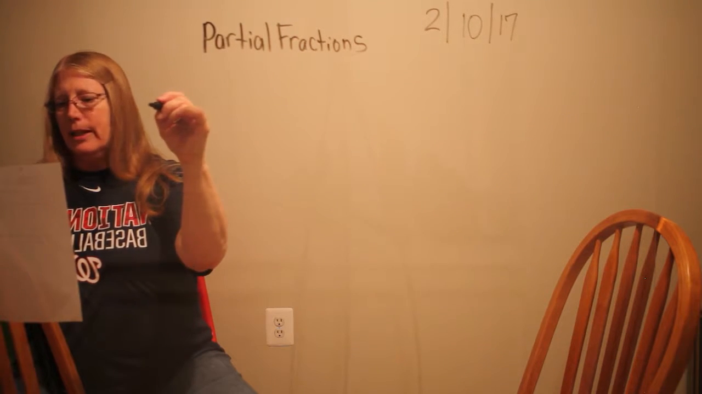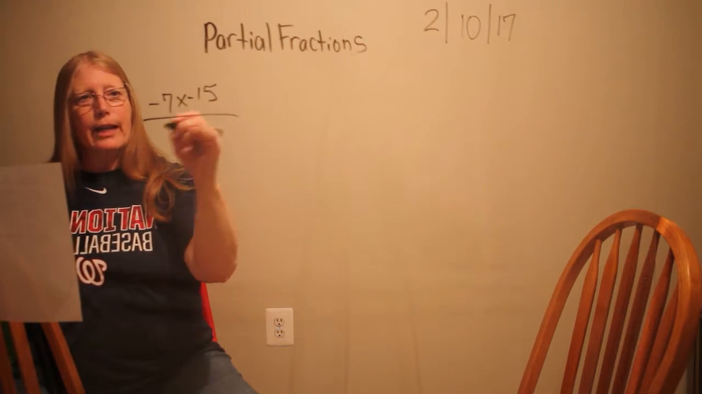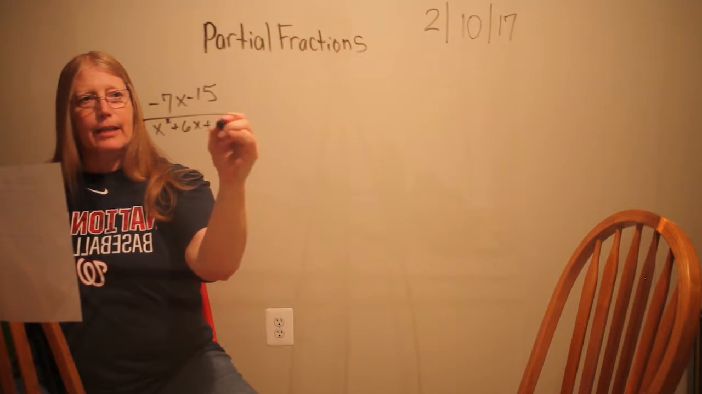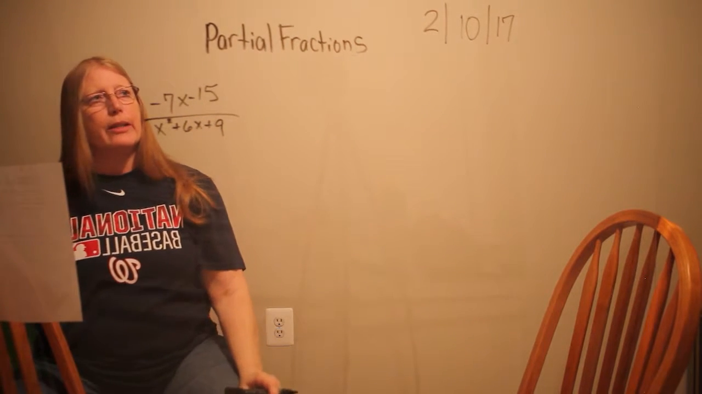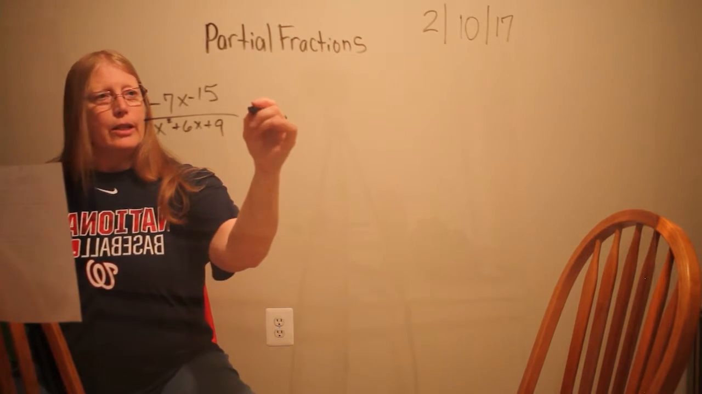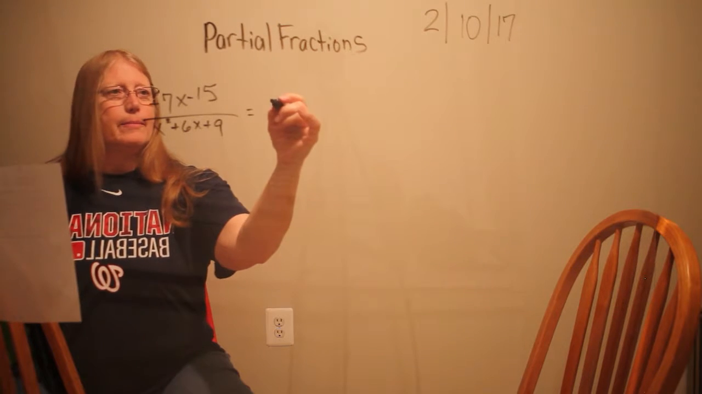All right, the next one is negative 7x minus 15 over x squared plus 6x plus 9. All right, this is going to take on a complication that we didn't see in the first example. So let it begin. Let's factor that.